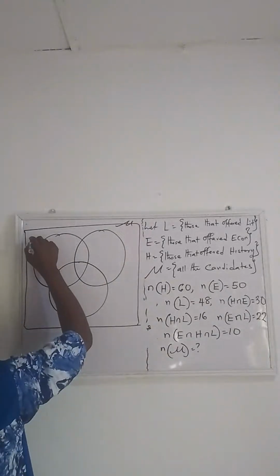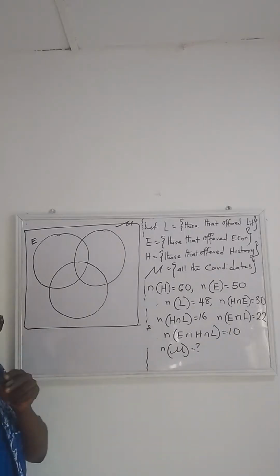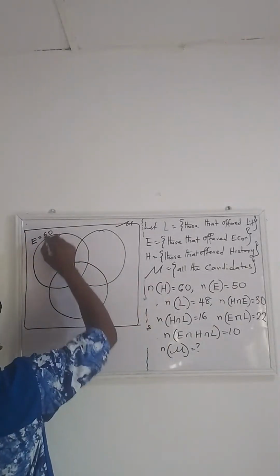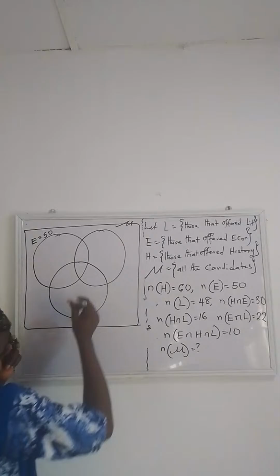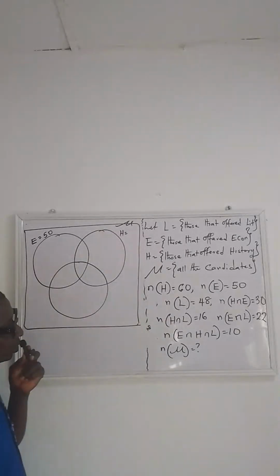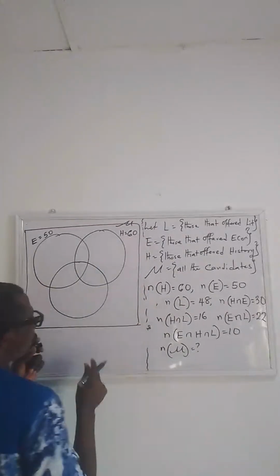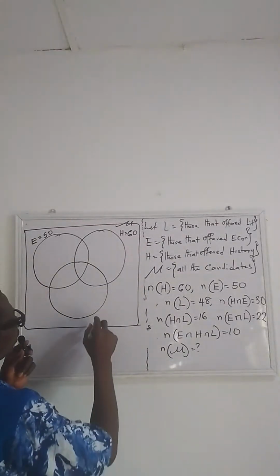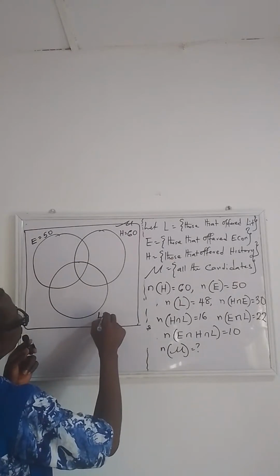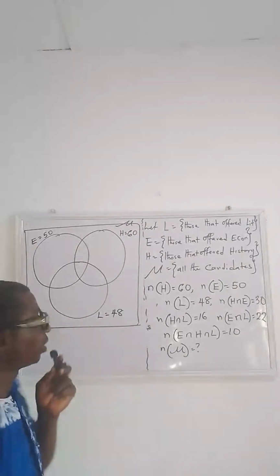Okay, now let's call this circle the set of those that offered economics. So the total number of those that offer economics is 50. Now let this one be H, the set of those that offer history. Total number of those that offer history is 60. And the last one should be L. So the number of those that offer literature is what? 48.